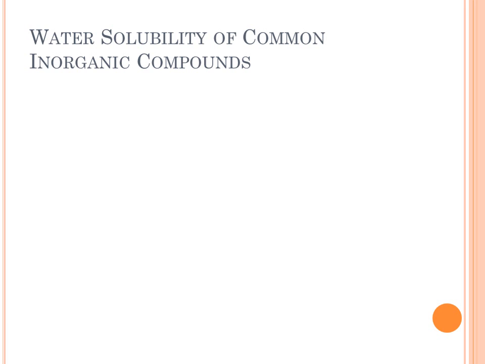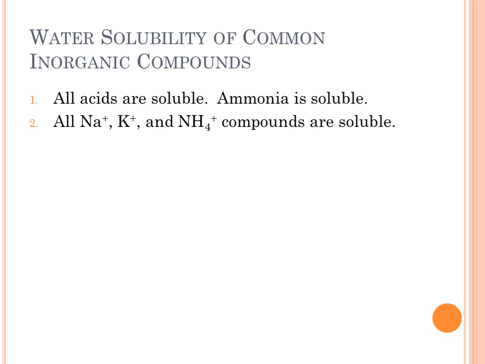Now what about water-soluble inorganic compounds? This will focus on the salts. Acids tend to be soluble. Ammonia is soluble, even though that's not a salt, we'll throw it in there. All of our compounds of sodium, potassium, and ammonium are water soluble. There aren't any common exceptions to that. Nitrates and acetates are soluble. There are no common exceptions.